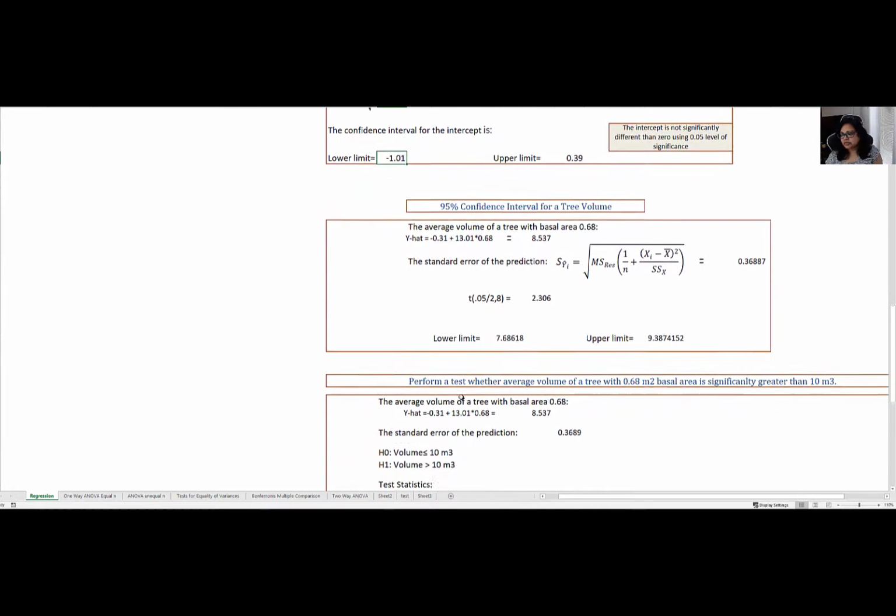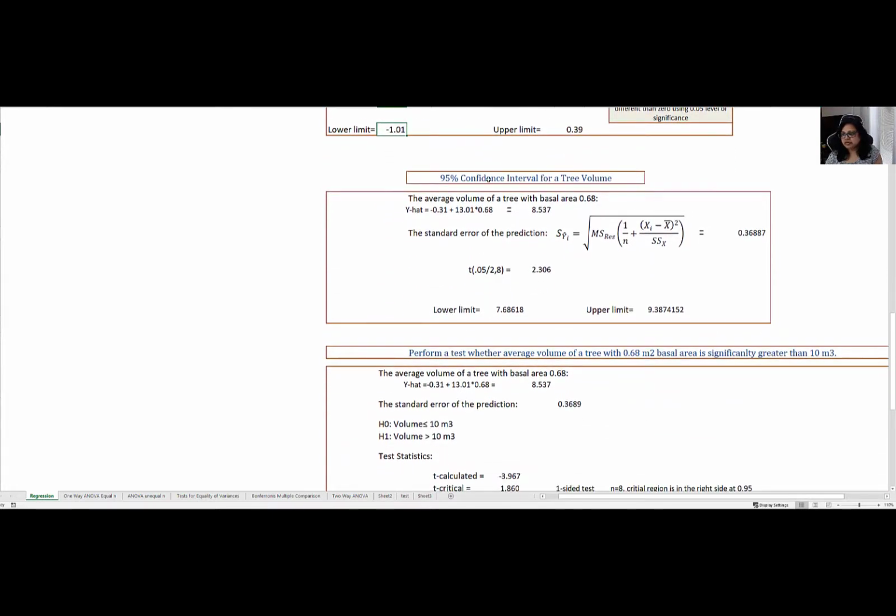Okay, so similarly you can also find a 95% confidence interval for a tree volume. Let's say we have a tree basal area. For that tree basal area, that means for an independent value, if I give you the basal area, what would be the confidence interval for the dependent variable, that means for the volume? Then you can easily find that using the regression line.